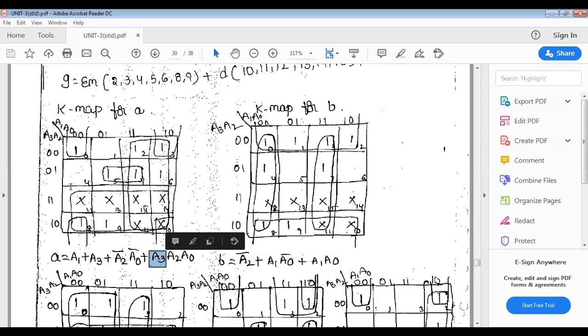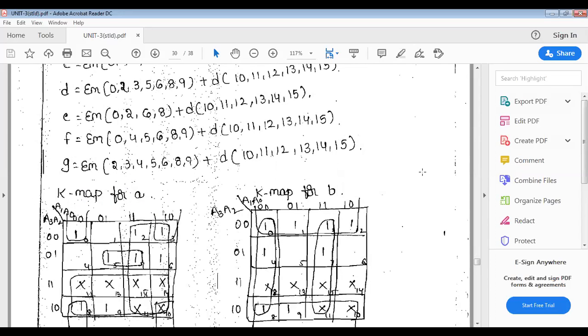That should be managed, students. There is a mistake here, there is no A3 bar when we take it as a 4-box combination. This is a 4-box combination. You can take totally the 4-box combination: 13, 15 and 5 and 7.